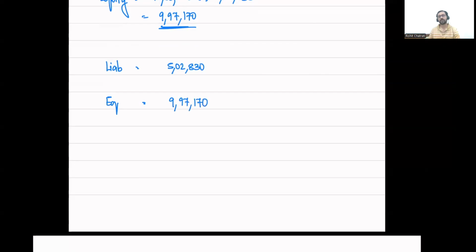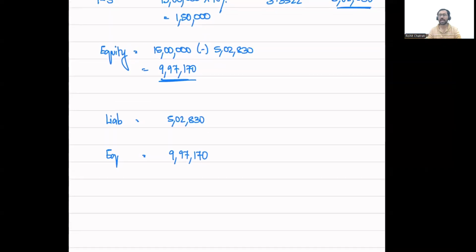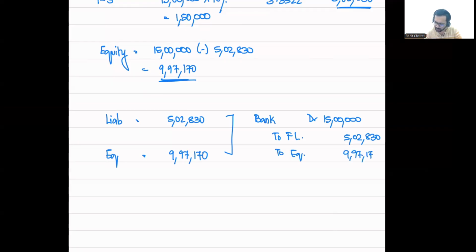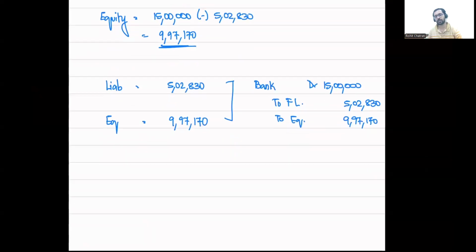9,97,170. Now over here, to issue this compound financial instrument, we actually incurred a transaction cost of 30,000. Before we see how the transaction cost is dealt with, let's actually plot the journal entry for this. The journal will be bank account debit of 15 lakhs to financial liability 5,02,830, and to equity 9,97,170. All right, so this is going to be the journal. Now the next part is we actually incurred transaction cost of 30,000. Now, how are the transaction costs going to be dealt with?